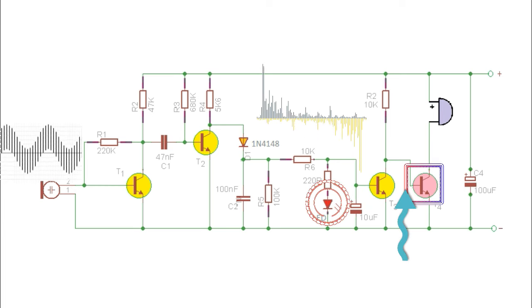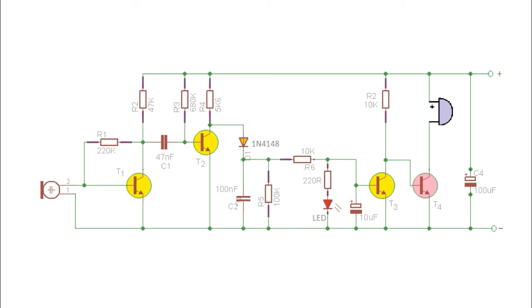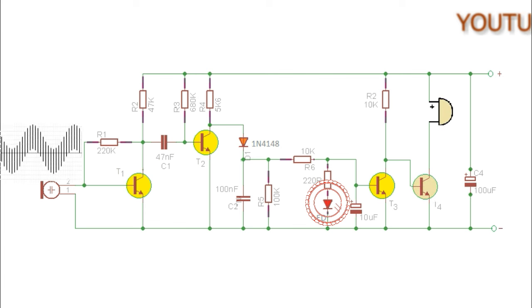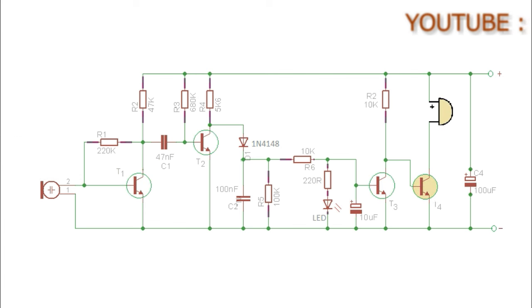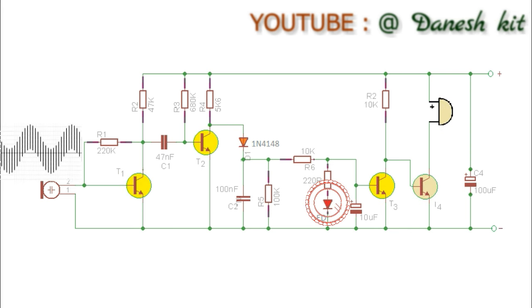This keeps T4 off since its base is at ground potential. When the ultrasonic beam breaks, T3 turns off and T4 conducts. The piezo buzzer connected to the collector of T4 sounds the alarm. The red LED indicates the standby mode, showing that the alarm system is active.